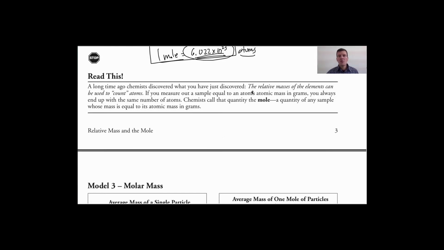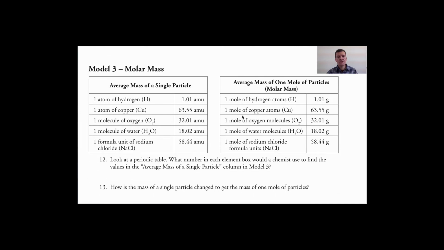So the relative masses of the elements can be used to count atoms. If we know what the molar mass is, if you measure out a sample equal to an atom's atomic mass in grams, you always end up with the same number of atoms. That is your mole. A quantity of any sample whose mass is equal to its atomic mass in grams. We're going to use grams, okay? That's what a mole is for us.